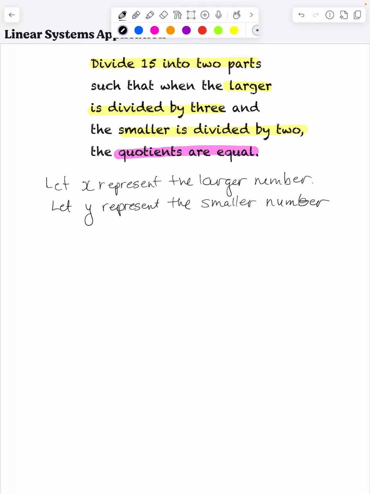We're going to have the two parts. We're going to have two equations. The very first equation is going to be x plus y equals 15. Those are the two parts. And equation number 2 is going to come from the statement that the larger number is divided by 3. So that would be x divided by 3. And then it tells me that the smaller is divided by 2. That gives me y over 2. And finally, these two quotients are equal. So I'm going to set them equal to one another.